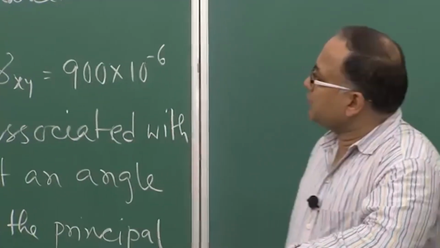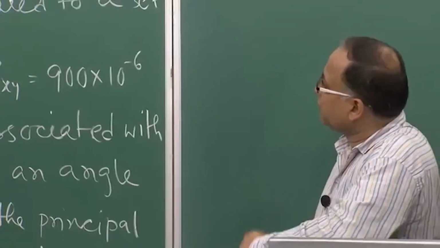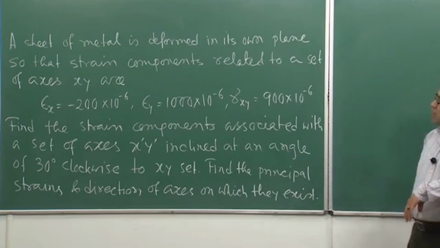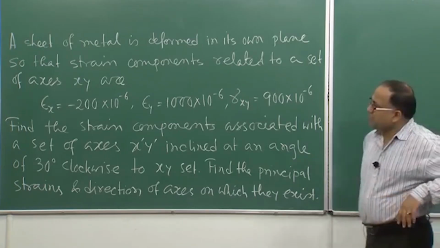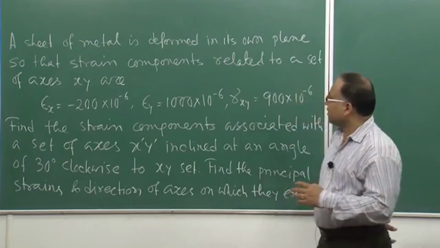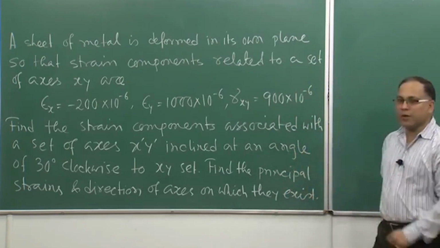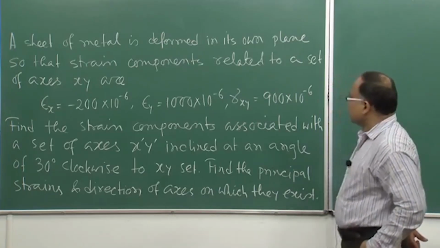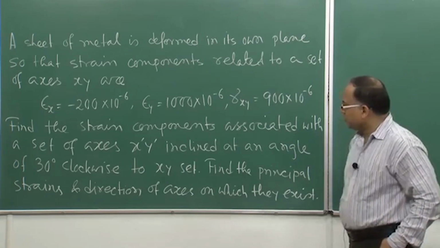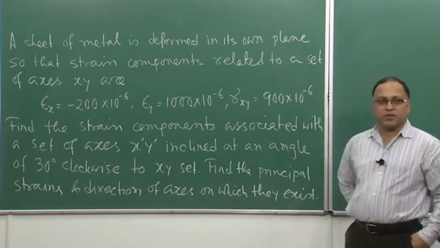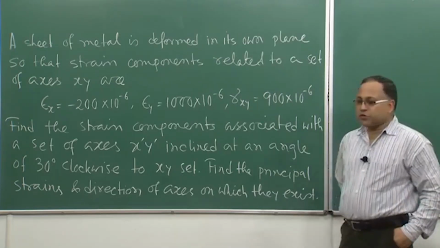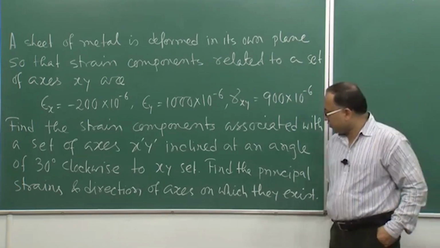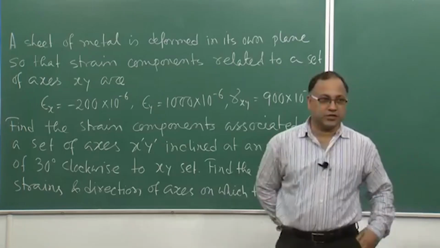So, the problem says a sheet of metal is deformed in its own plane, of course the plane strain condition, so that the strain components related to a set of axes x y are epsilon x is given, epsilon y is given, and gamma x y is given. Now, find the strain components associated with a set of axes x prime y prime inclined at an angle of 30 degree clockwise to x y set. Find the principal strains and direction of axis on which they exist.